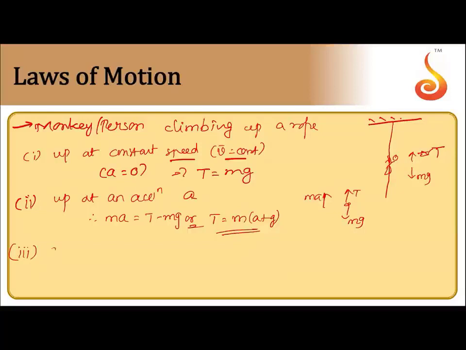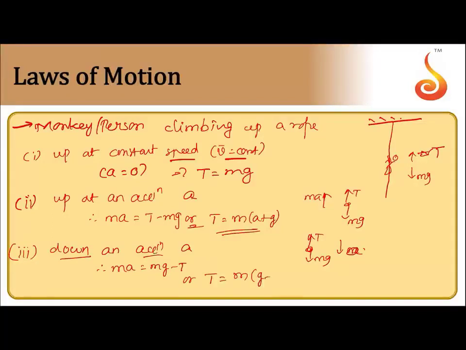Suppose I consider this case, it now moves down with an acceleration a. So this time what are all the forces? mg, T, and it is climbing down with an acceleration a. So what is the equation? ma is equal to mg minus T. Is that correct? Yes. Or what do we have? T is equal to m into g minus a. That is correct. So the tension becomes mg minus ma.